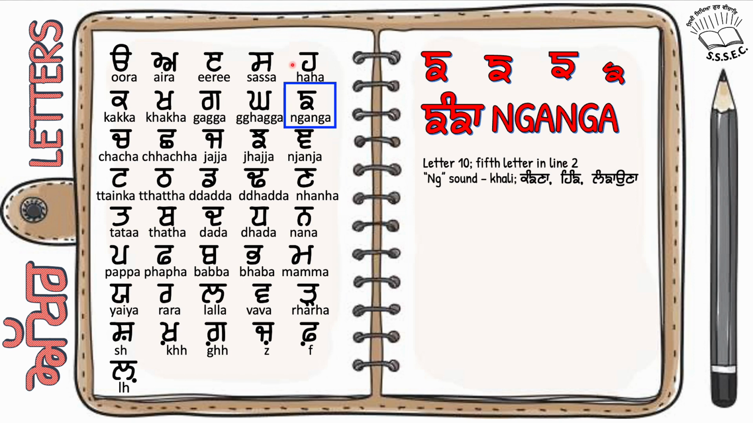So letter number 5 in line 2. Last letter in the second line is Nganga. This is also a bit tricky compared to the rest of the letters in this line. Nganga, first of all, it's not very commonly used at all.